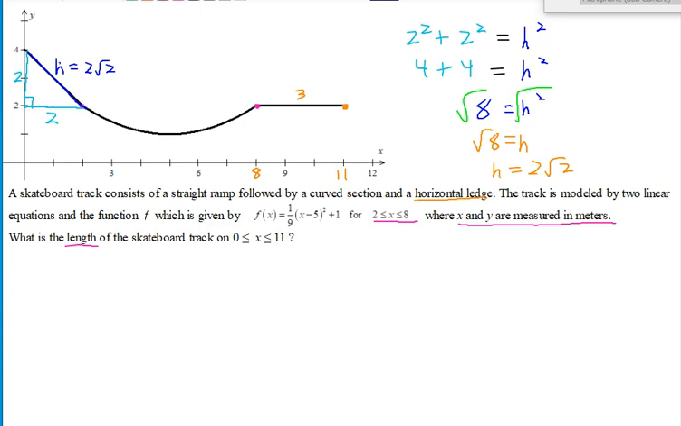So we've got those two first. So we can say 3, doesn't matter which one goes first, plus 2 root 2. And then the curved section, that's where we're going to need the arc length formula. So that section, notice, goes from 2 to 8.